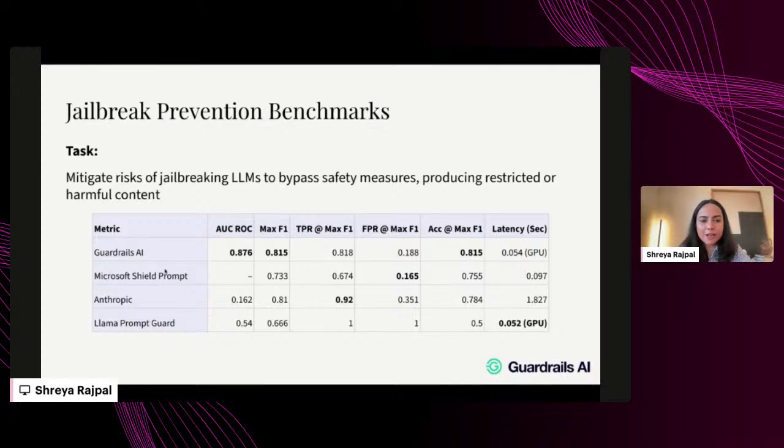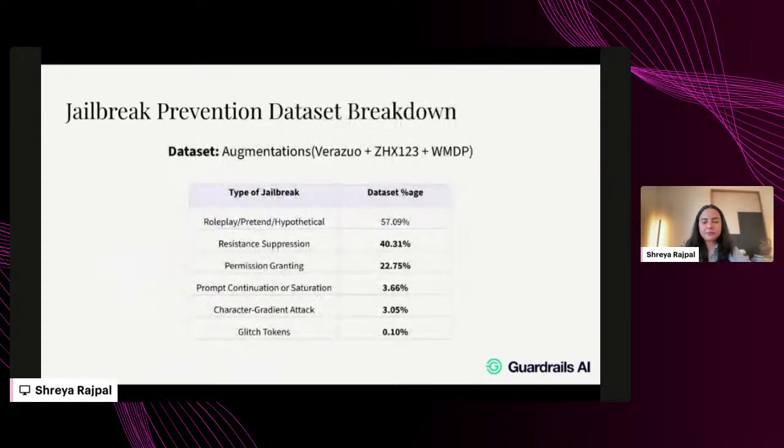Microsoft Shield Prompt surprisingly didn't really have as robust performance here. And then with Guardrails, what we tried to maximize is the overall balance of performance, if you're looking at the area under the curve, or if you're looking at F1 scores. And so we ended up coming out the winners here on these two metrics as well as on accuracy. In terms of latency, Llama Prompt Guard had the lowest latency here with 52 milliseconds when running on a GPU. And then we're not far behind with 54 milliseconds, right?